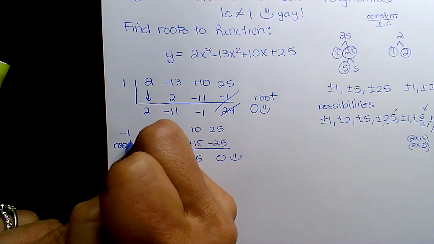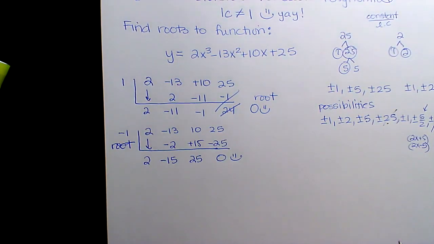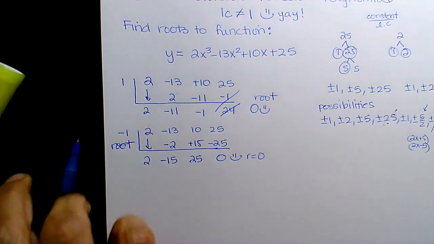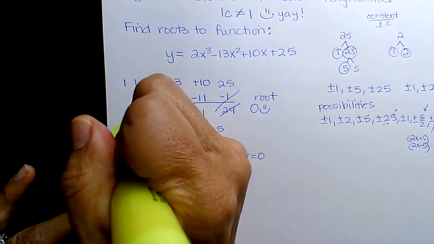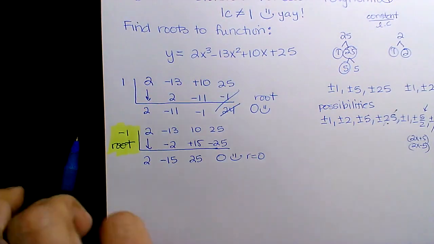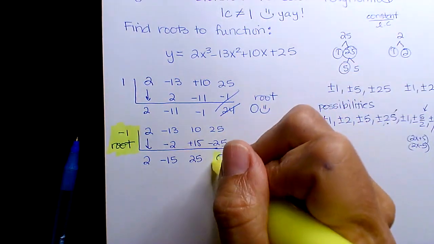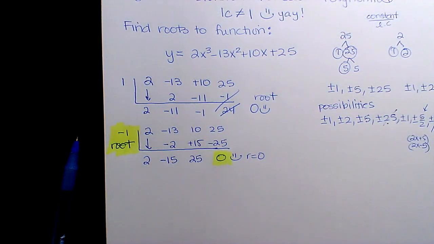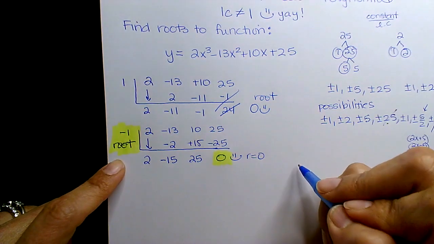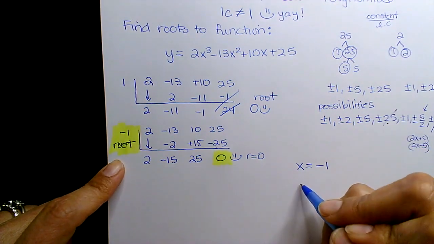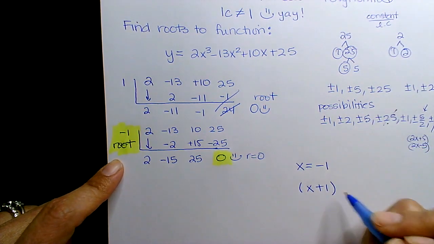Okay, this is a root, right? Because my remainder is 0, so that's it. So negative 1 is a root, correct? Because I got that 0. When you get the 0, that means winner, okay? So that means so far, x is equal to negative 1, which equates to x plus 1 as a factor form.